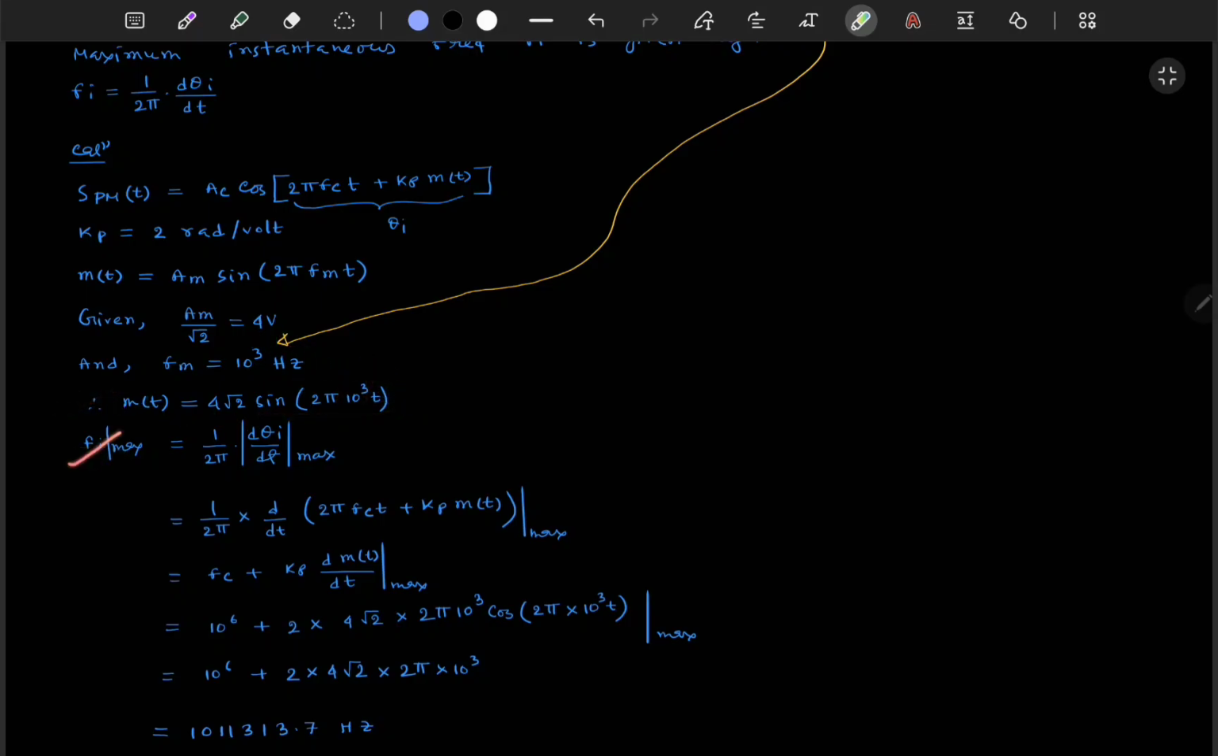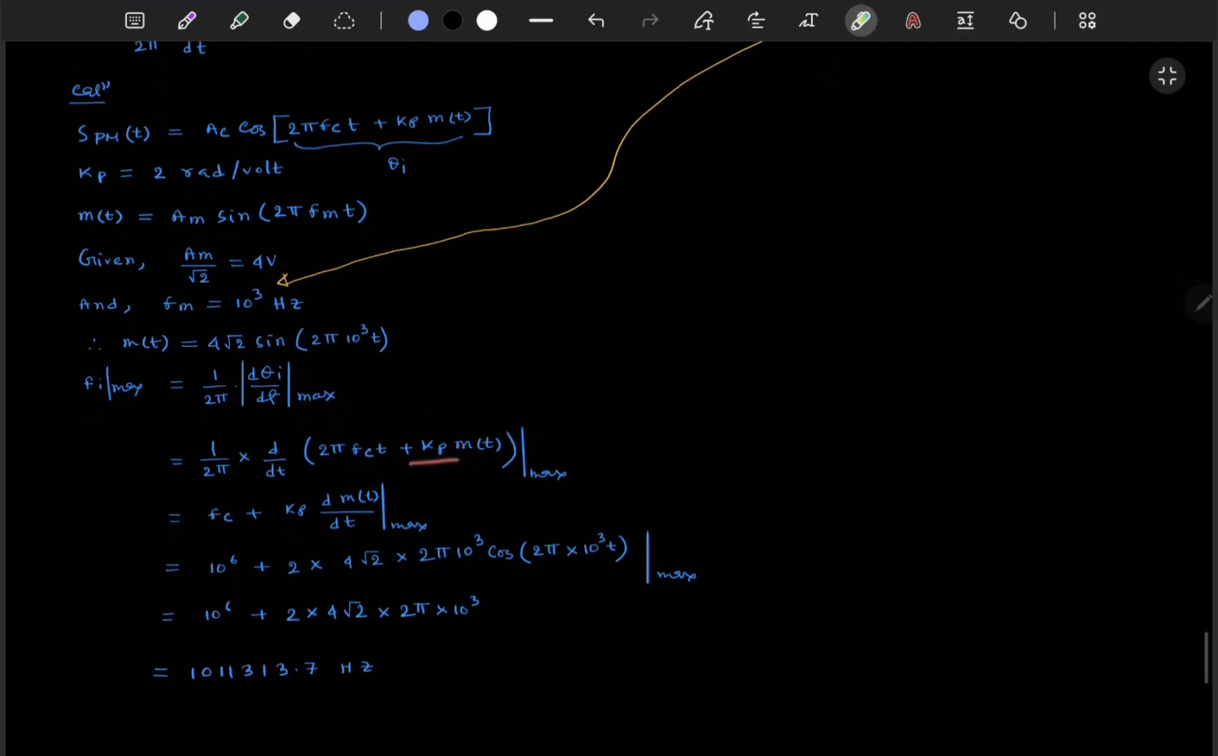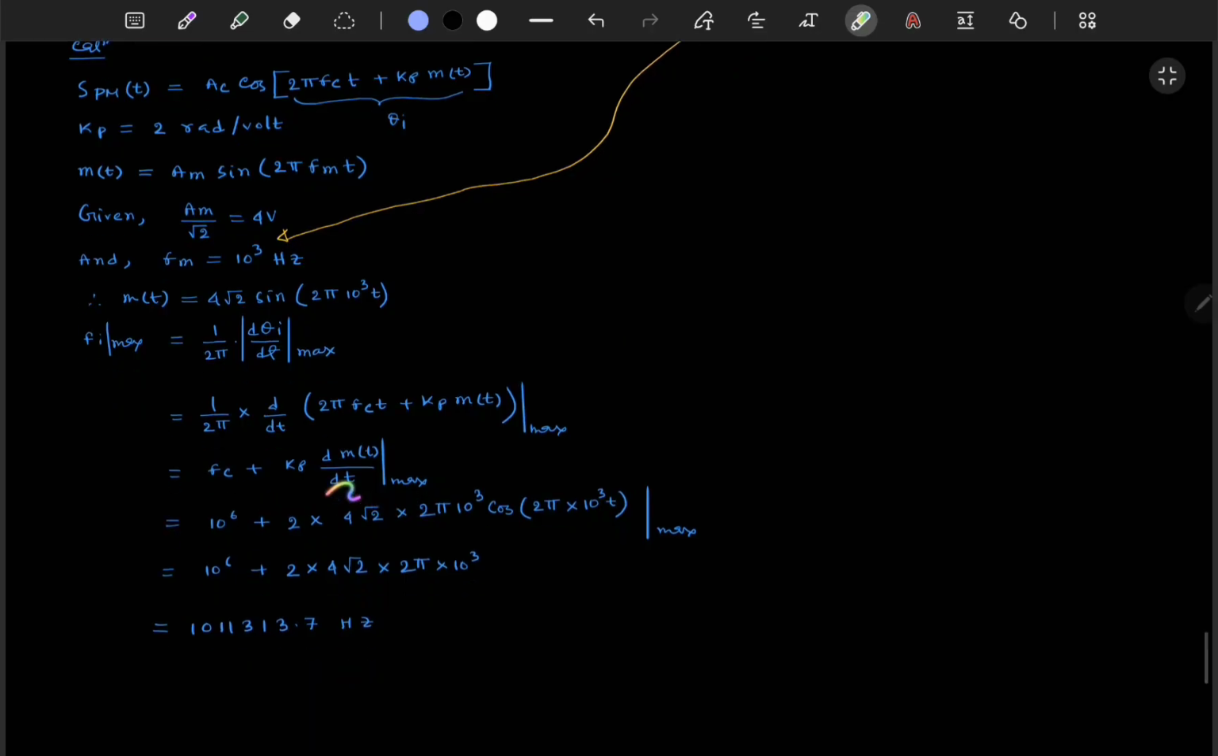Now this instantaneous frequency maximum is 1 by 2 pi d theta by dt max. So d by dt of this whole term. Here m(t) we also know, kp we also know, and fc is also given in the question. So the derivative will be like this, the result.